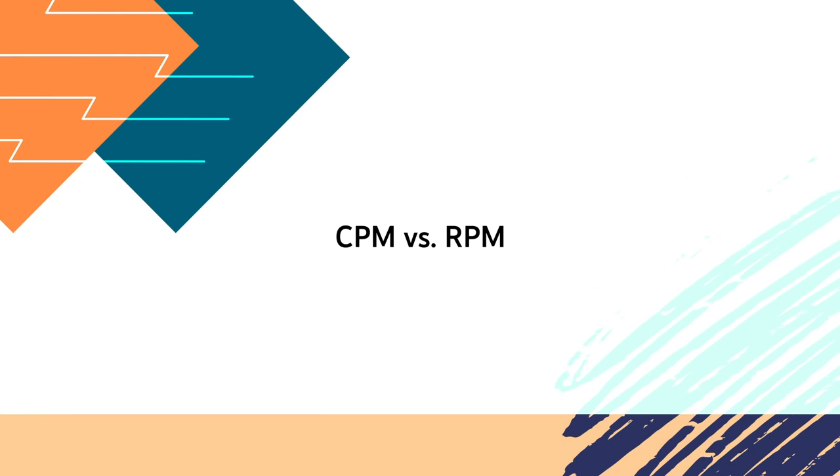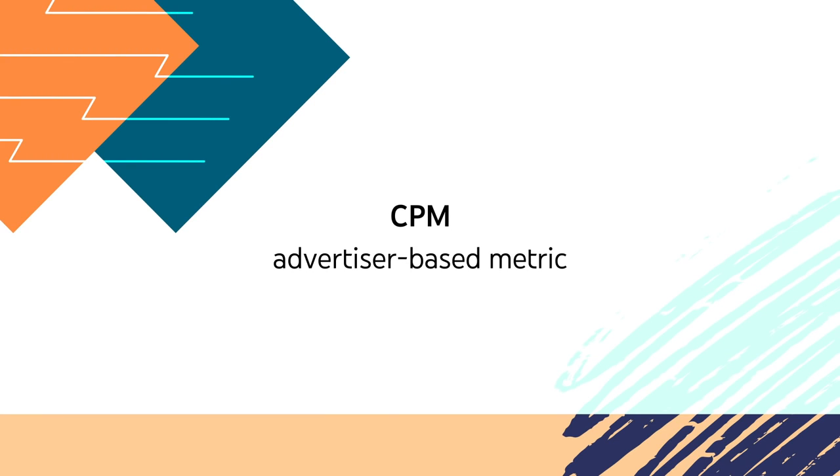Let's talk about the differences between CPM and RPM. CPM is an advertiser-based metric, and RPM is a creator-based metric. CPM shows creators how much advertisers paid per 1,000 monetized playbacks. While still a valuable metric, this can make it hard to estimate what a creator is actually earning, and it doesn't fully answer the question about how much a creator earns per view.